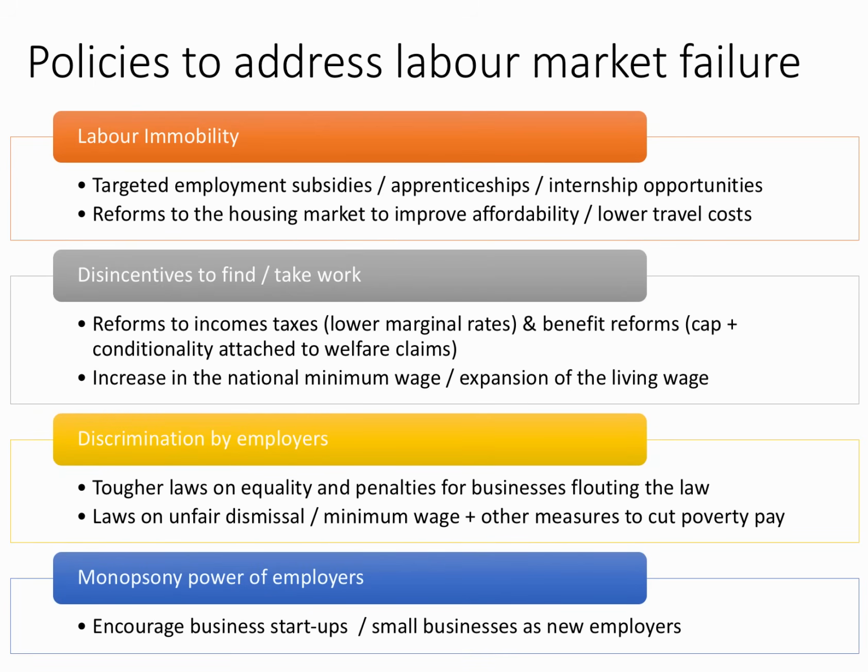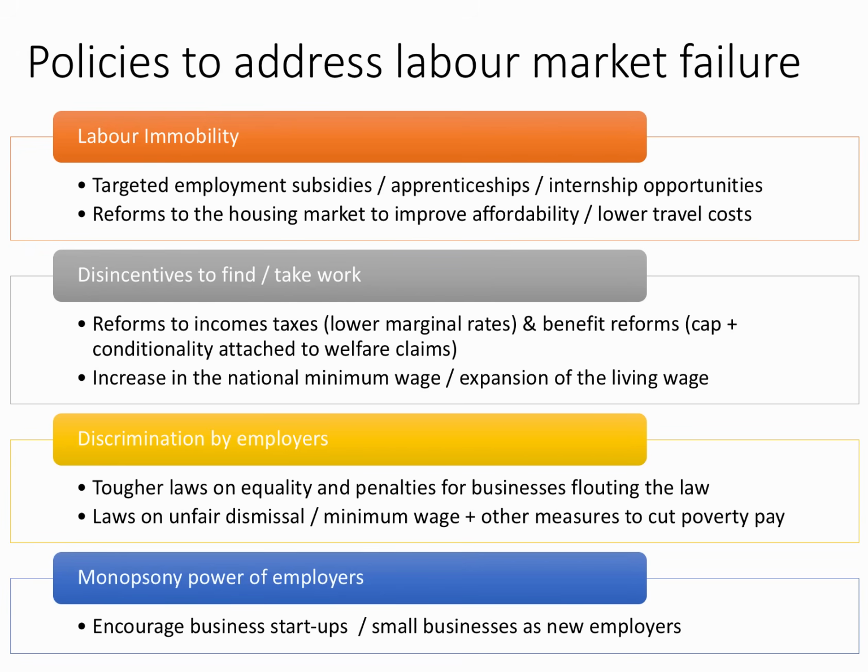How can we address labour market failures? All kinds of different policies we can introduce. So in terms of labour immobility, we've already mentioned reform of vocational education, maybe employment subsidies to get the long-term unemployed back into work, encourage firms to offer more internships for students. And I think fundamentally, you've got to make the housing market work more effectively. You've got to address the chronic shortage of houses, affordable homes to buy and to rent. You've got to improve affordability.